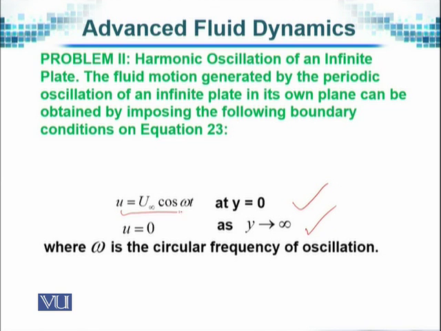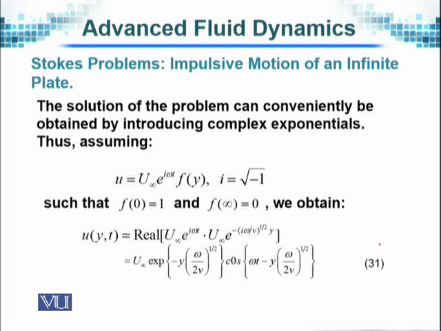So that is why the boundary condition chosen is that the velocity is taken as u equal to u infinity, where u infinity is some constant value, times cosine of omega t at y equal to 0, and u equal to 0 when y tends to infinity. And omega here is the circular frequency of oscillation.